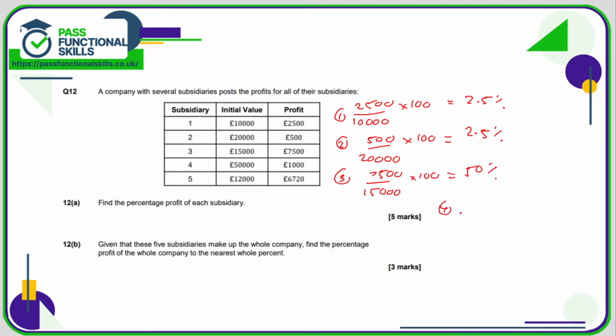Number 4, subsidiary 4, is 1,000 as a percentage of 50,000, which you can just simplify if you want to 1 over 50, but if that confuses you, just stick to the numbers that are given. 1,000 divided by 50,000 multiplied by 100, that is a 2% profit. And finally, subsidiary 5 is 6,720 divided by 12,000 multiplied by 100, and that is a 56% profit.